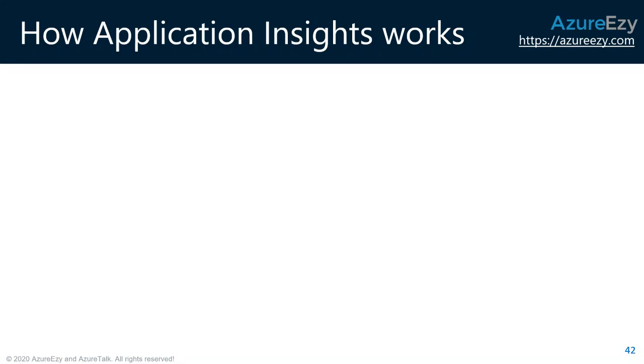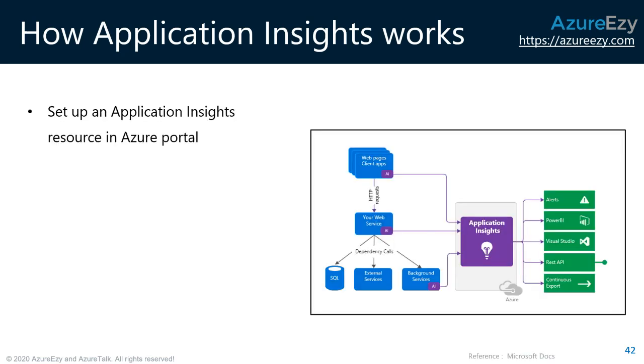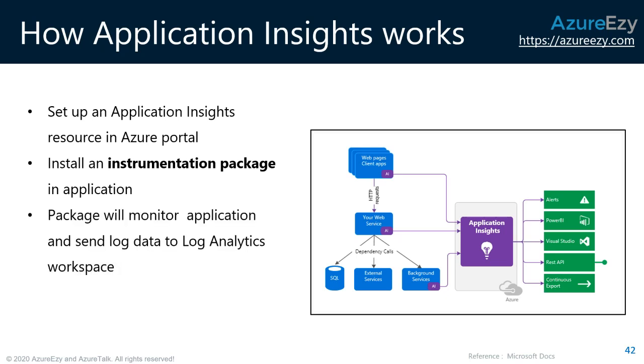Now, Application Insights is really something very interesting for the developer, but how does it work? If you want to use Application Insights, you first need to set it up in the Azure portal. Once Application Insights is configured there, you need to install an instrumentation package in your application. Once you have installed this instrumentation package, Application Insights will monitor your application and send the log data to the Log Analytics workspace. And then you can use this Log Analytics workspace to look for any insight into your application.